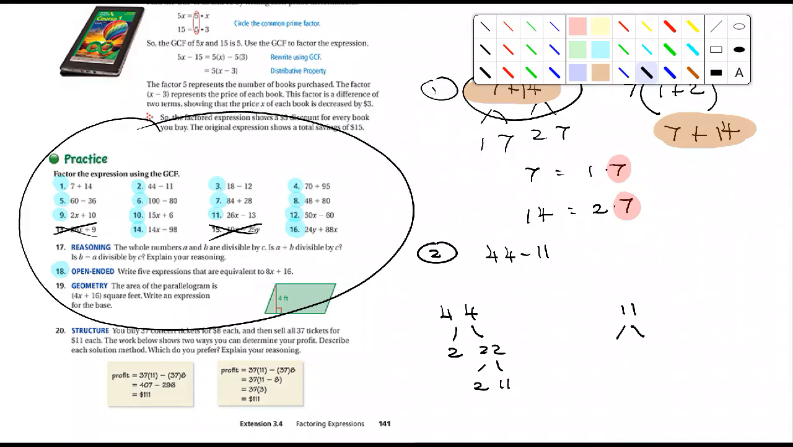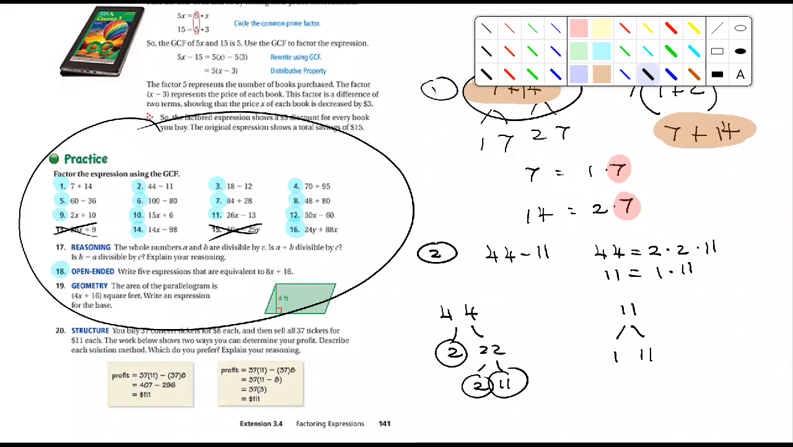Well, 11's prime, so it's going to be 1 and 11. All right. So I'll put 44 right here, and I'll put 11 right here. For 44, I'll put 2 times 2 times 11. And for 11, it's just simply 1 times 11. So what's the greatest common factor between 44 and 11? It's 11.